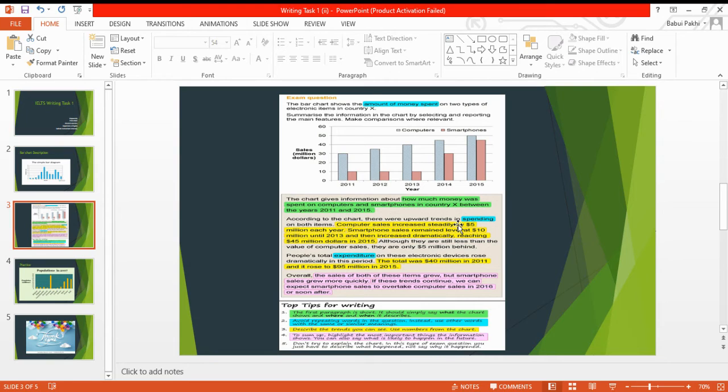After that, the last one is a concluding paragraph, or conclusion. This is the way you can write a bar chart in IELTS task 1.